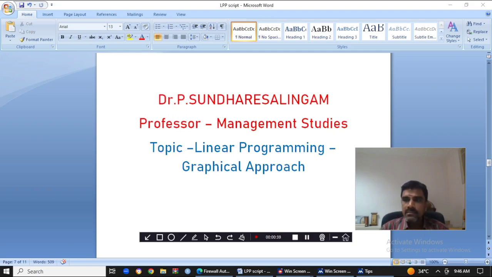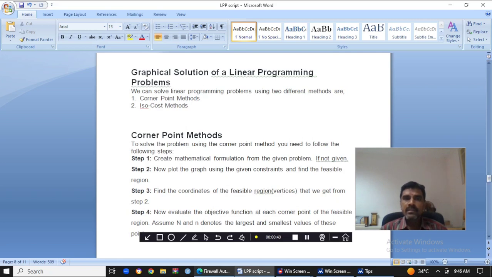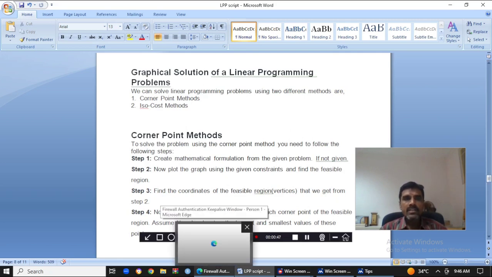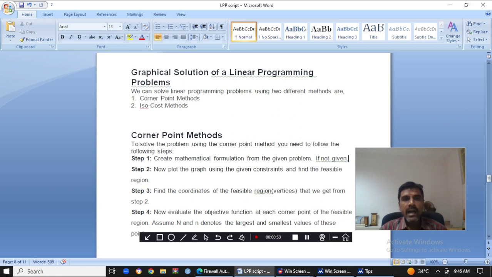There are two methods to solve a linear programming using the graphical approach. The first one we call the corner point method, and the second one we call the isocost method. So in this session we talk about how to solve linear programming using the graphical method, with the corner point method. There are four basic steps we have to follow.